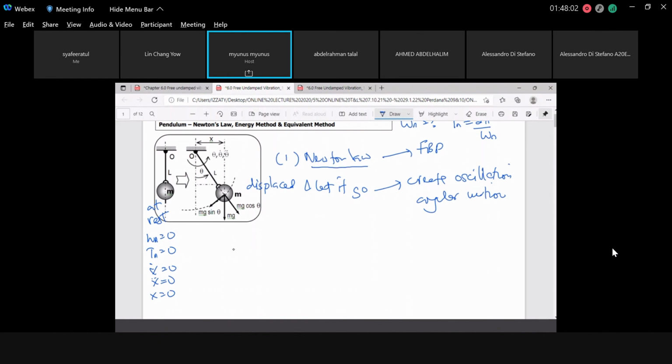So this is the free body diagram now. You pause a bit because you want to analyze the free body diagram. The components of force: mg sine theta, this one is mg, and this one is mg cos theta. And remember, this one is FN, the normal, and this one is your FT, the tangential. The normal is always pointing inward.